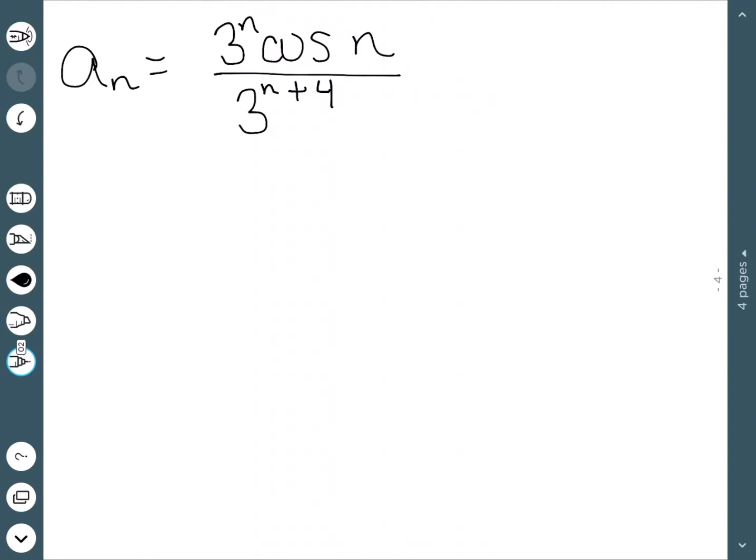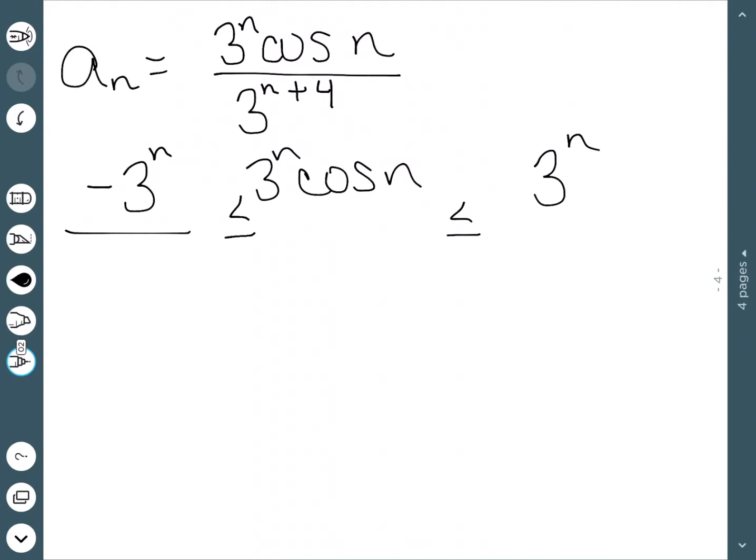This one, 3 to the nth power times cosine n, over 3 to the n plus 4. Just like sine, cosine is going to be trapped between 1 and -1. So on the top, that cosine is going to turn into a 1 and -1. So on the left, I'm left with -3 to the n. On the right, positive 3 to the nth. And then I'll divide by 3 to the n plus 4.